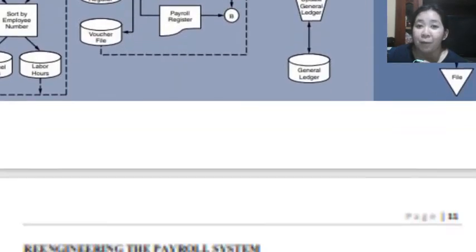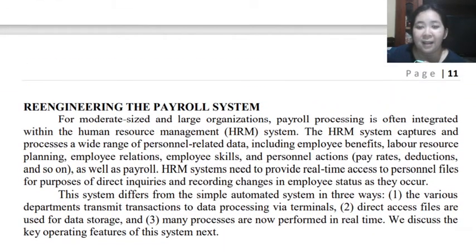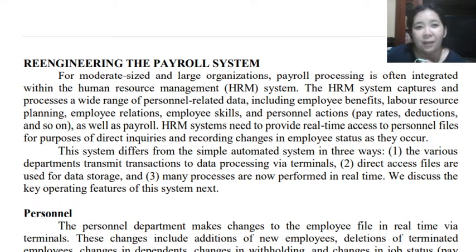Okay, so this is an example of an automated system in a data flow diagram. Now, for re-engineering the payroll system. Here, for moderate-sized and large organizations, payroll processing is often integrated within our human resource management system. So the HRM system will capture and process a wide range of personnel related data, which includes the employee benefits, labor resource planning, employee relations, skills, personnel action, which includes pay rates, deductions, and so on, as well as the payroll.